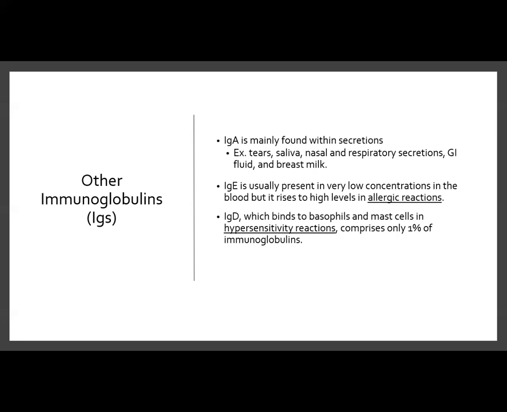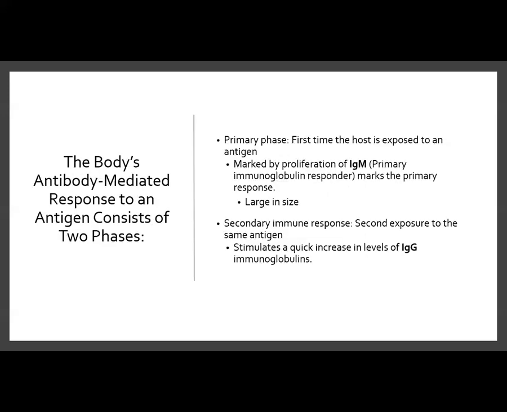Immunoglobulin D binds to basophils and mast cells in hypersensitivity reactions, and makes up only 1% of immunoglobulins. So the way I remember it is people get hypersensitive when they get a D. I know it's kind of a silly way to remember these things, but it just makes it a little bit easier when you're trying to think about these.